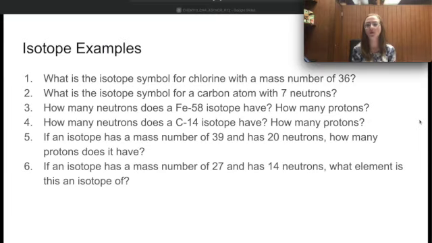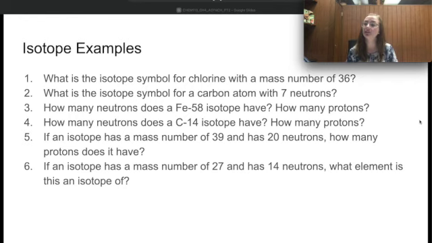Work through number 4, very similar to number 3. We're going to figure out how many neutrons and how many protons a C-14 isotope has. If we're looking at a C-14 isotope, we can see that that's a carbon isotope. So we can immediately figure out how many protons it has. I'm going to go to my periodic table and look up carbon. Carbon has atomic number 6, so that means it has 6 protons. So I know my isotope has 6 protons.